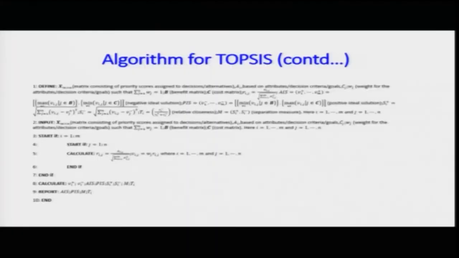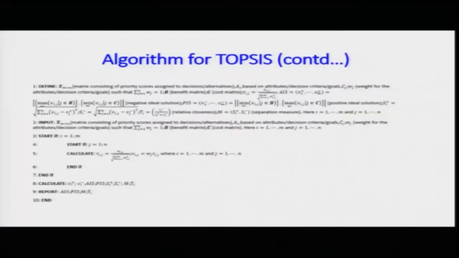Once you find that, you will basically find out the so-called positive distance function and negative distance function, and find out for what sets of values of J's it will be an element in the set of PIS, and for what set of values of J's it will be in the set of NIS. So, PIS is the positive ideal solution and NIS is the negative ideal solution.